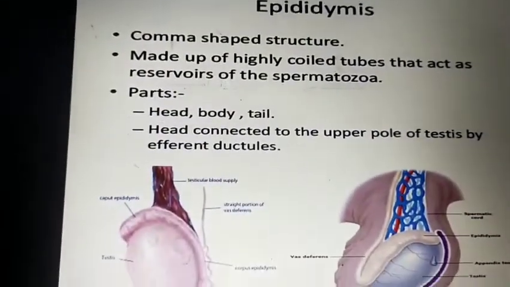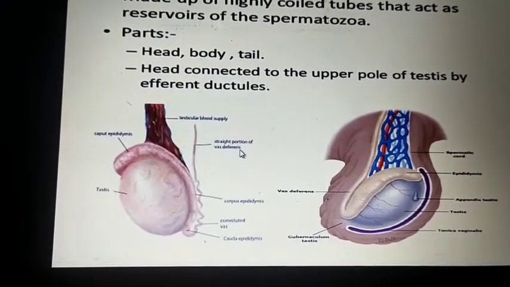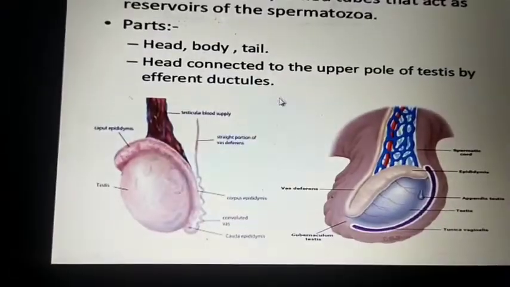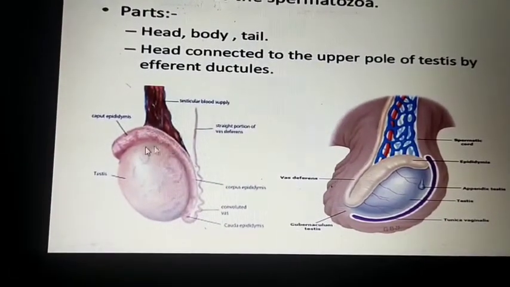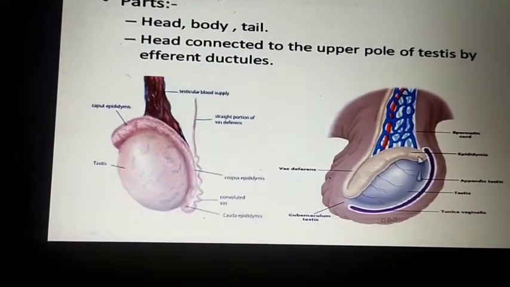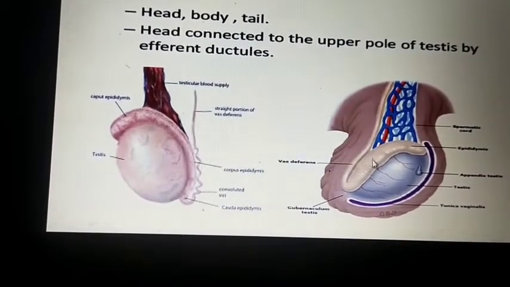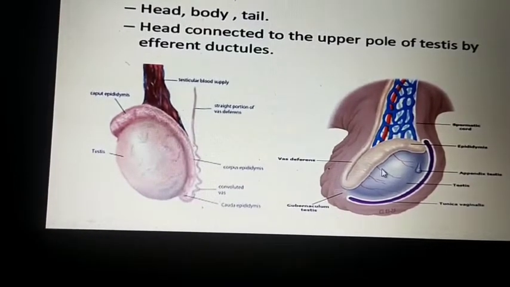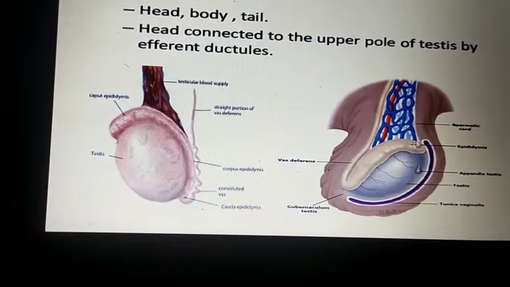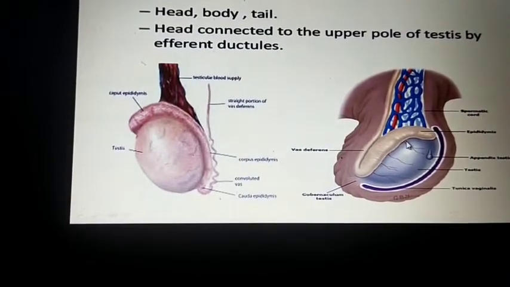The epididymis is comma shaped. How does the epididymis look? Like how you put a comma during writing, the epididymis is comma shaped. You can see here this is a comma shape, and it is made up of highly coiled tubes that act as a reservoir for the spermatozoa, the reservoir for the sperm. Parts: head, body and tail.